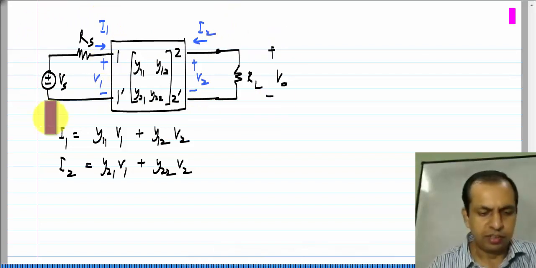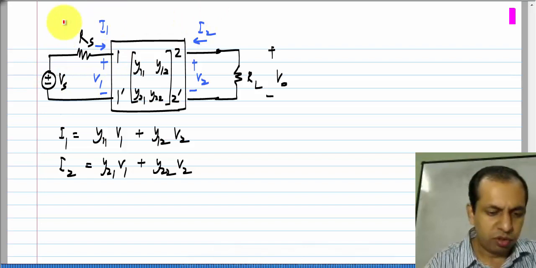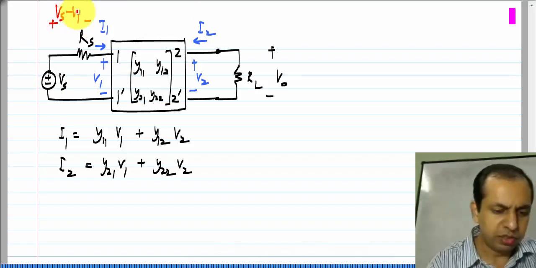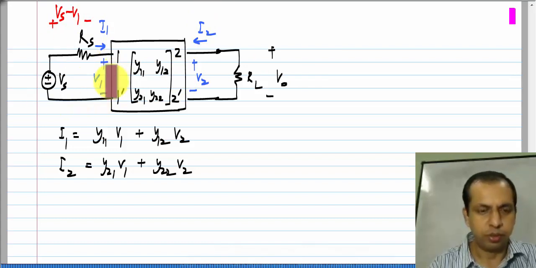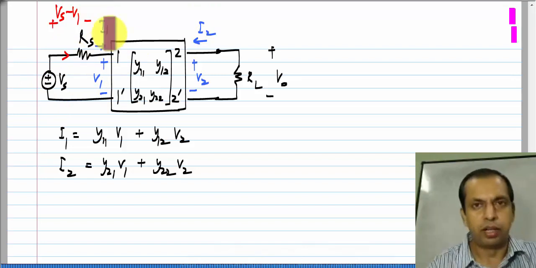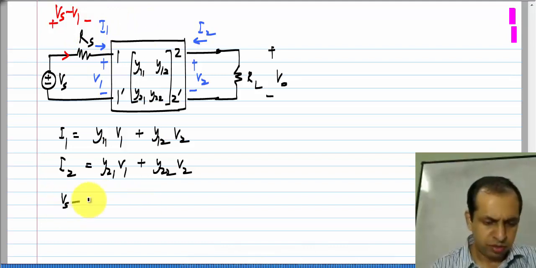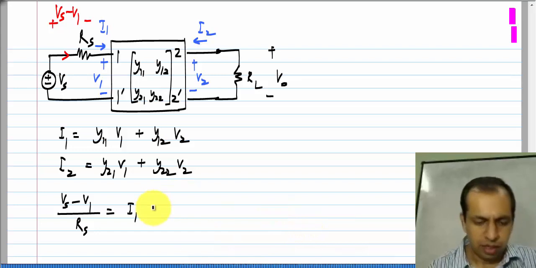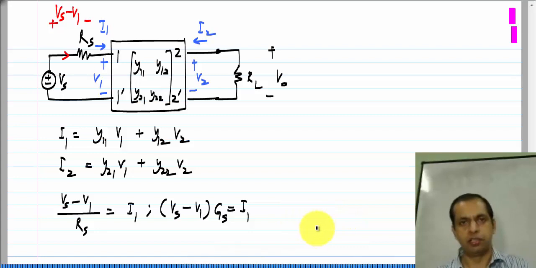Firstly, let us take the circuit connected to port 1, we have Vs and Rs connected. So, the voltage drop across Rs is Vs minus V 1. That is pretty obvious considering Kirchhoff's voltage law around this loop, and the current through Rs is this current I 1. So, clearly Vs minus V 1 divided by Rs is I 1, and let me write this in terms of conductances, it is a little more convenient. So, Vs minus V 1 times Gs is I 1, where Gs is 1 by Rs.